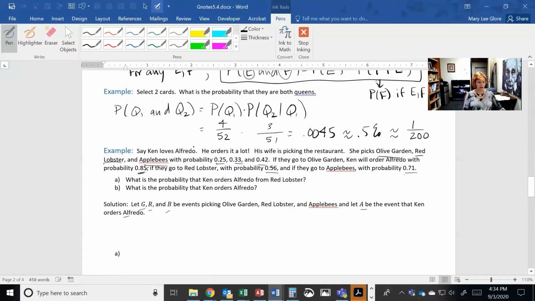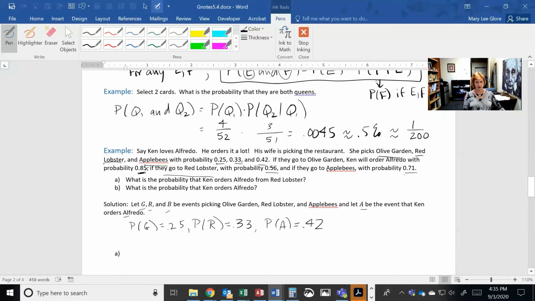This first probability, 0.25, is the probability that his wife picks Olive Garden. So that's the probability of G, 0.25. The probability that she picks Red Lobster is 0.33. And the probability that she picks Applebee's is 0.42. And if you look, these all add up to 1. 25 plus 33 is 58, and 42 makes 1. So these are the only restaurants. There are no other possibilities.